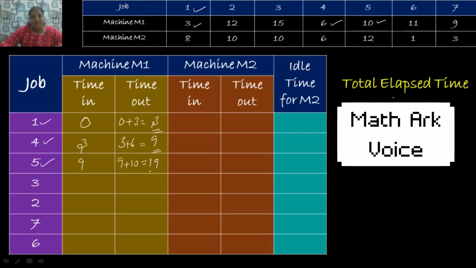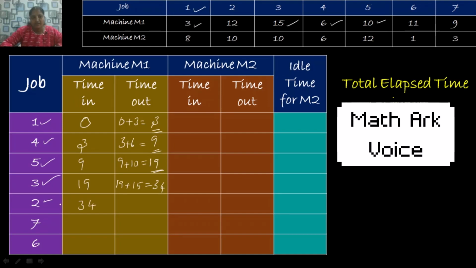And this time out of job 5 is the in time of job 3, that is 19 hours. It needs a processing time on M1 of 15 hours. So 19 plus 15 is equal to 34. So at 34 hours it has completed its processing time on M1, and this time out of job 3 is the in time of job 2.